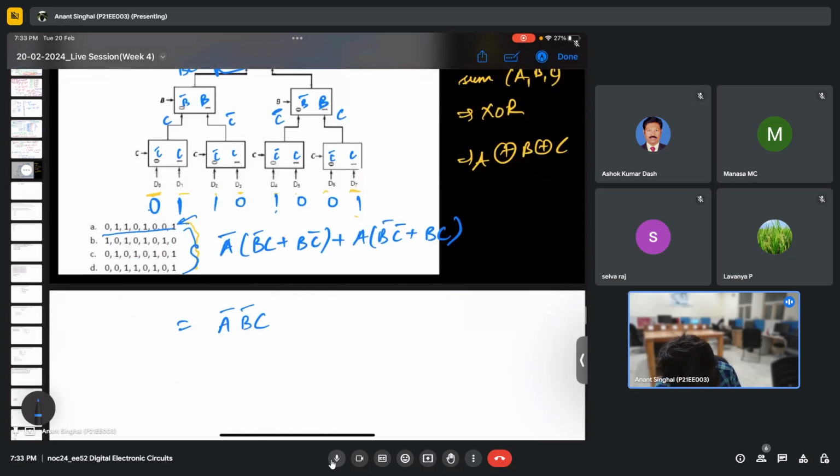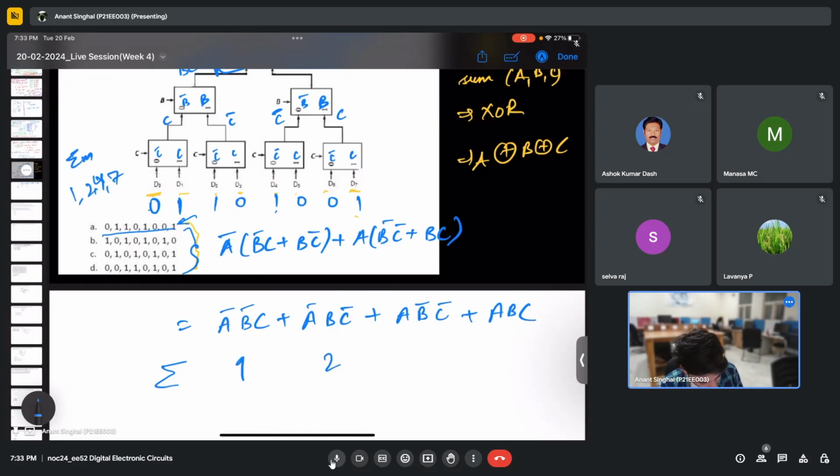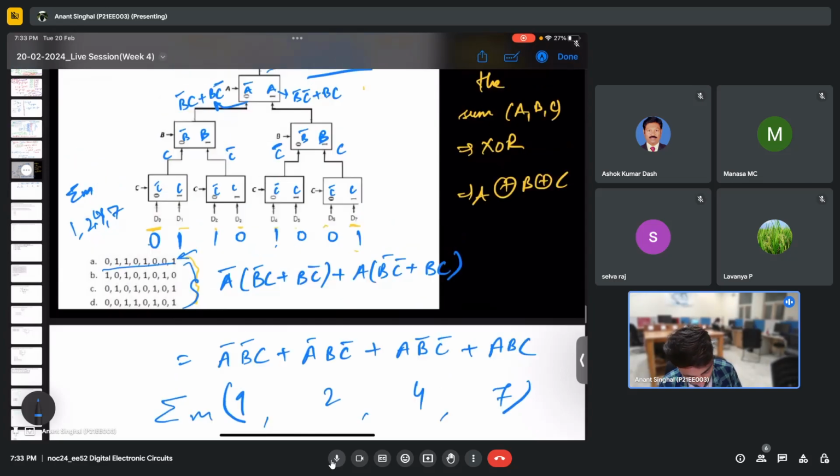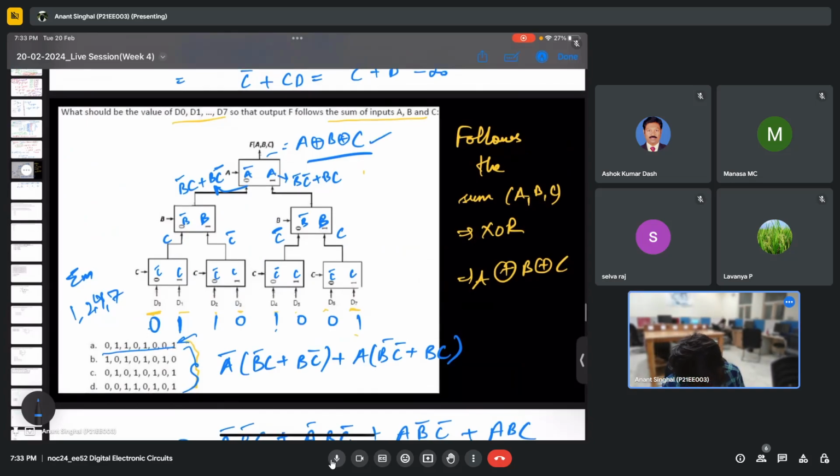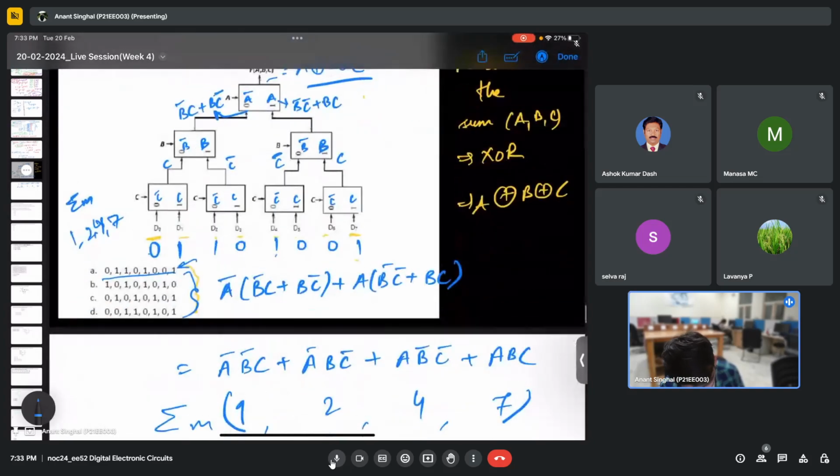What is this? So this is A complement B C complement, then A B C complement, and then A B C. So if you see in terms of min term, since you remember, you need to calculate XOR gate, so you should have a 1 2 4 7 relation in terms of min term. So let's see, this is 0 0 1, so it is 1, it is 0 1 0, so 2, 4, 7. Basically, this is 1 2 4 7, so this is the XOR combination for A XOR B XOR C. So option A is already correct.